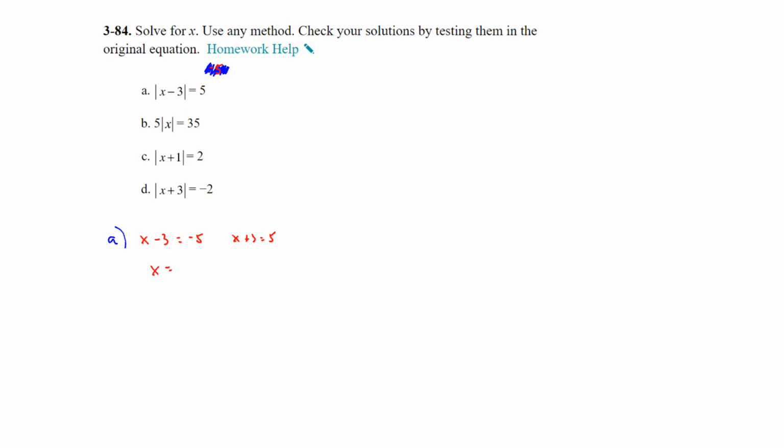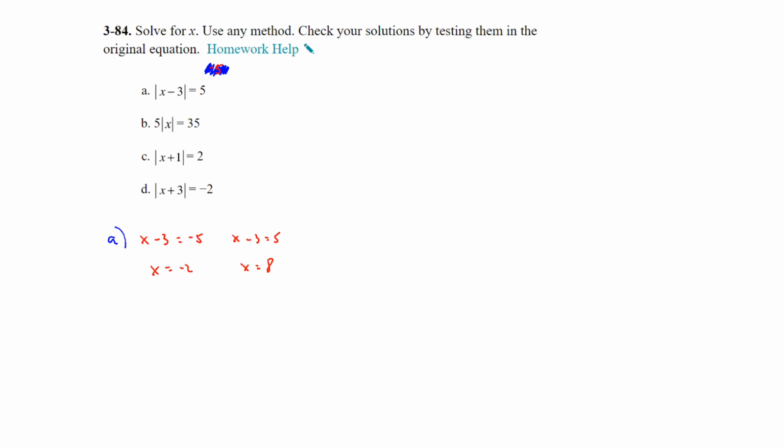So when we solve these two equations, we get x equals 2 and x equals negative 2 and x equals, wait, hold on a second. Oh, I changed my sign. Let's fix that. It's supposed to be a minus 3 here, not a plus 3. So x minus 3 equals positive 5, so x is equal to 8. And so those are our two solutions.